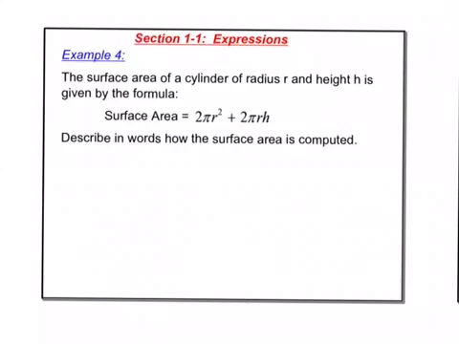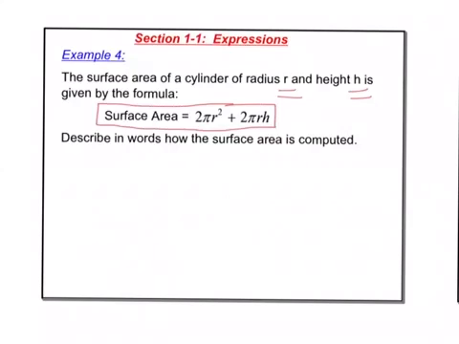All right, let's look at example 4. It says the surface area of a cylinder of radius r, so r is the length of the radius here, and a height of h is the height, is given by the following formula. So the surface area equals 2 pi r squared plus 2 pi r h. They want you to describe in words how the surface area is computed.